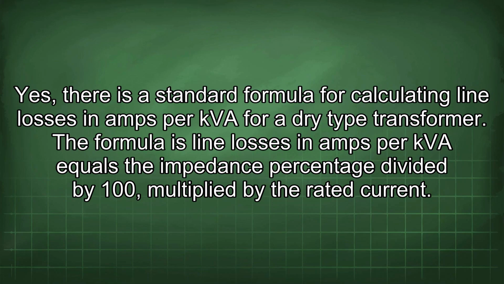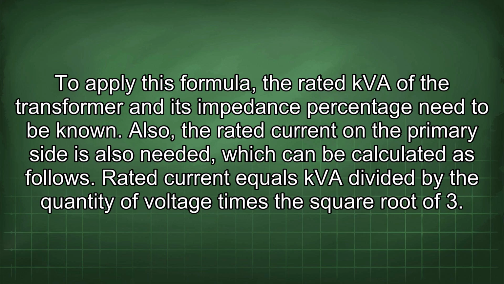Yes, there is a standard formula for calculating line losses in amps per kVA for a dry-type transformer. The formula is line losses in amps per kVA equals the impedance percentage divided by 100, multiplied by the rated current. To apply this formula, the rated kVA of the transformer and its impedance percentage need to be known. Also, the rated current on the primary side is needed, which can be calculated as follows. Rated current equals kVA divided by the quantity of voltage times the square root of 3.